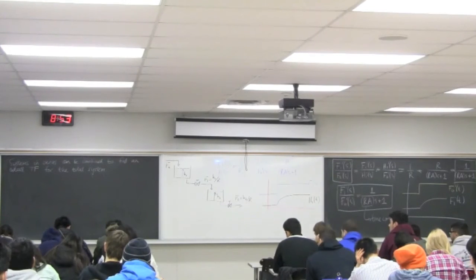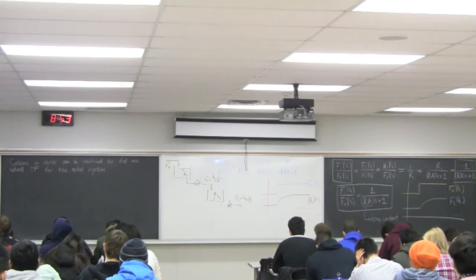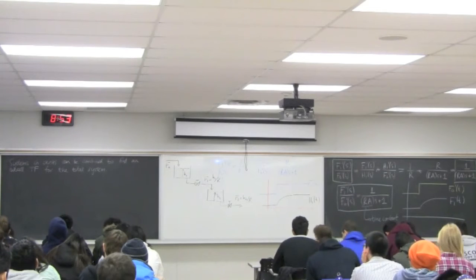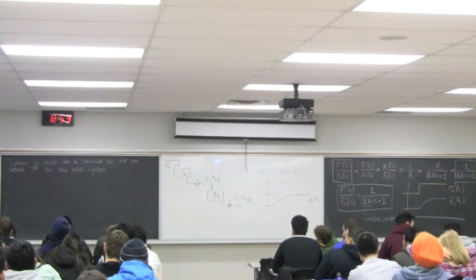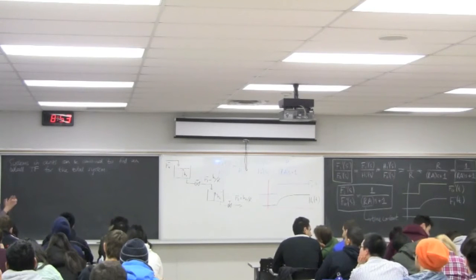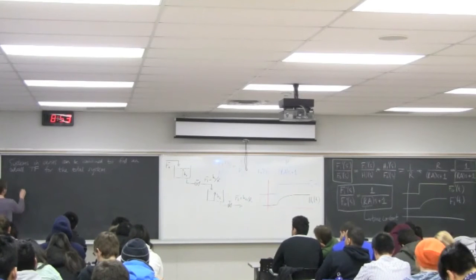You take your feed, put it through a heat exchanger, put it into a mixing tank where another stream mixes with it, put that into a distillation pot. You've got three units in series over there. You've got the transfer function for each of the systems separately, and you can combine them and create an overall transfer function. So this is the idea.